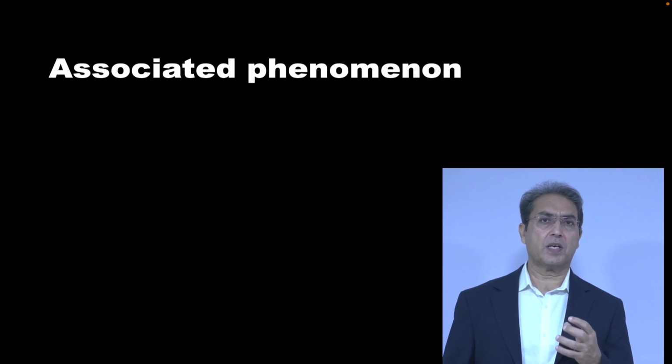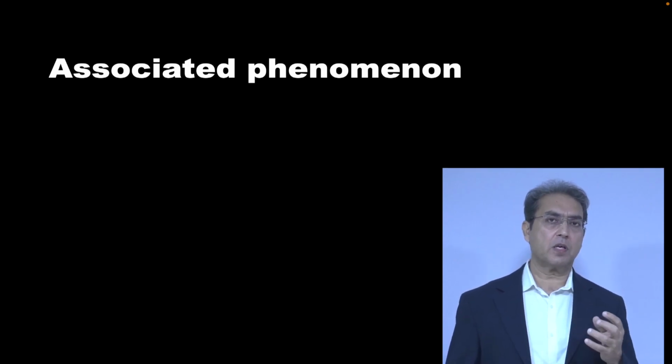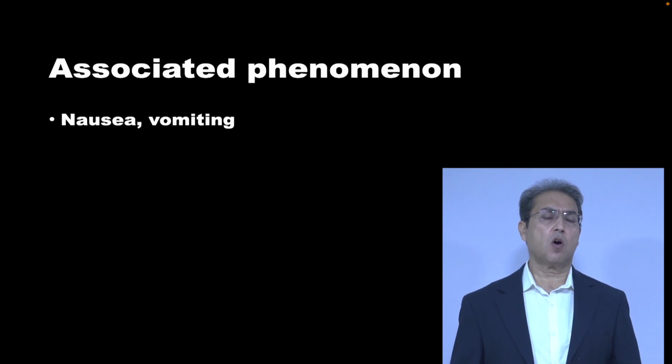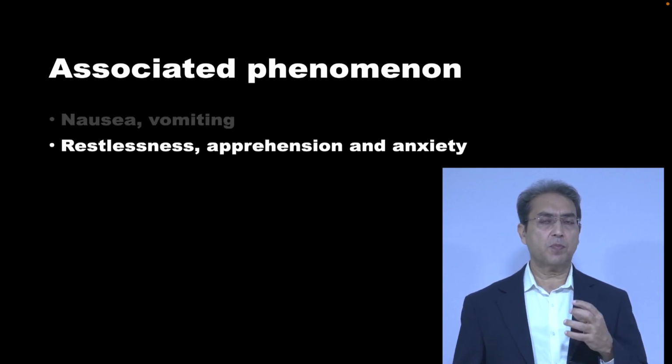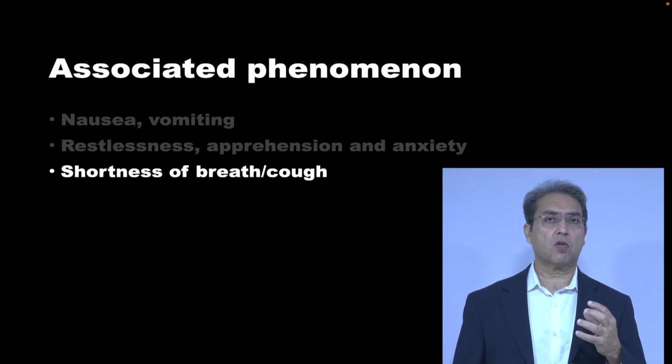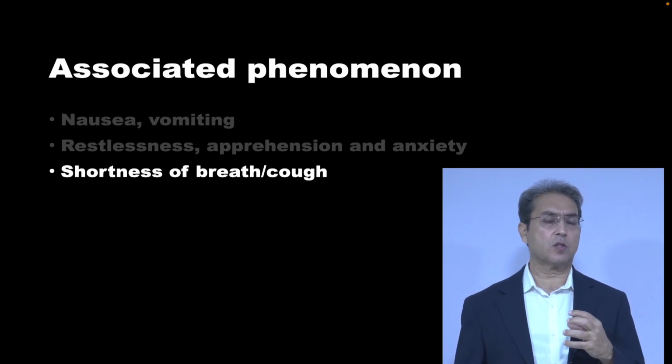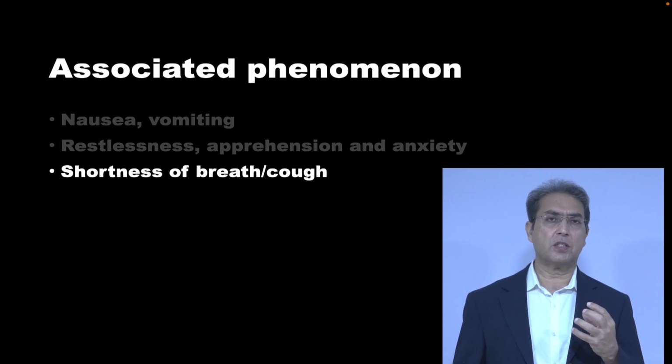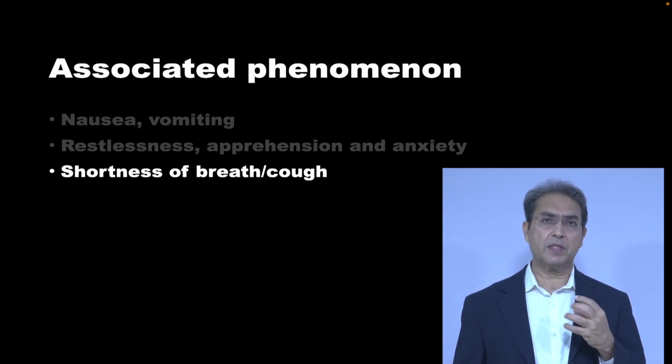And then associated phenomena. It is important to see what happens along with the pain. If the patient has autonomic features like nausea, vomiting, this is a visceral pain, usually seen in heart disease, but it may be seen in abdominal pathologies as well. And then if the patient has restlessness, apprehension, and anxiety, consider that this may be pain of ischemic heart disease, particularly if the patient has risk factors as well. And then shortness of breath and coughing, this may be seen in a patient who has heart failure or patients who have respiratory diseases. It may be seen in pneumothorax, in patients who've got pneumonias or patients who've got ischemic heart disease with heart failure.